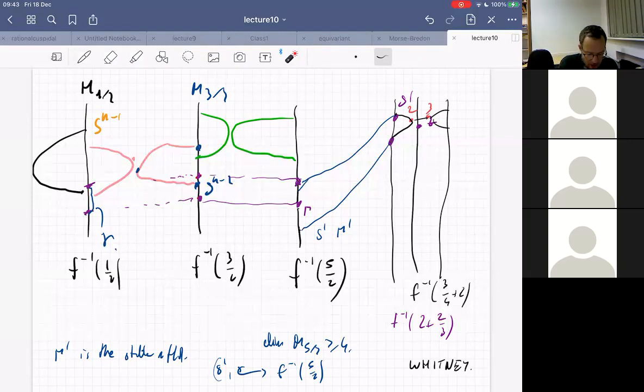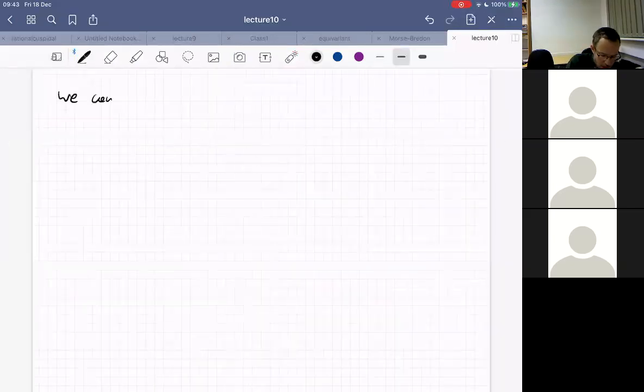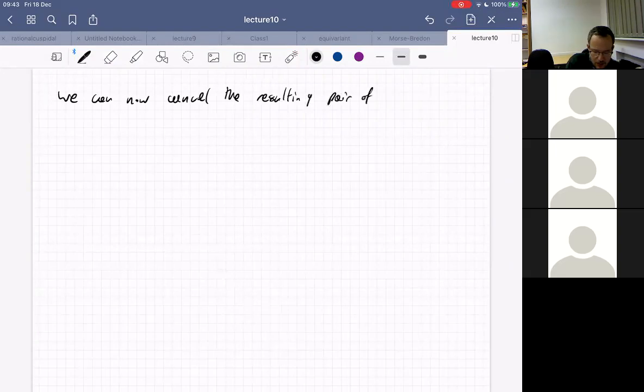But anyway, we have created an index 2 critical point and an index 3, and this index 2 critical point has precisely one trajectory from the index 1 to the index 2 critical point. So now we rearrange, so we are allowed to move this critical point over here and then cancel. We can now cancel the resulting pair of 2, 3 critical points.